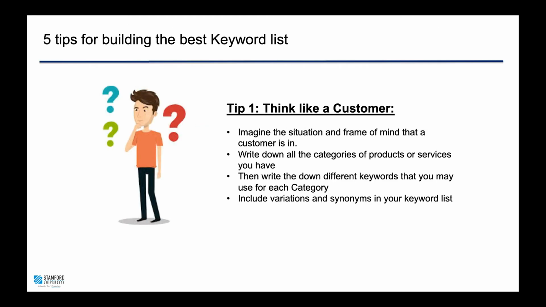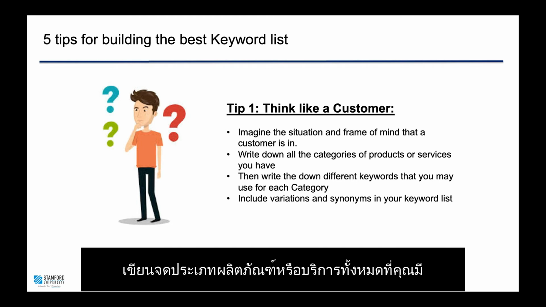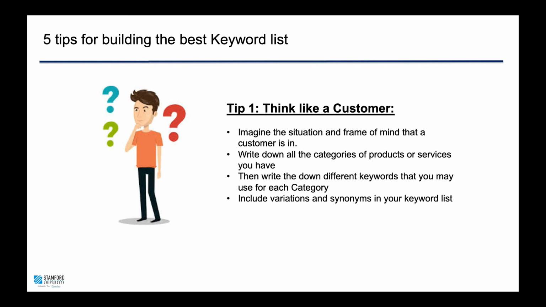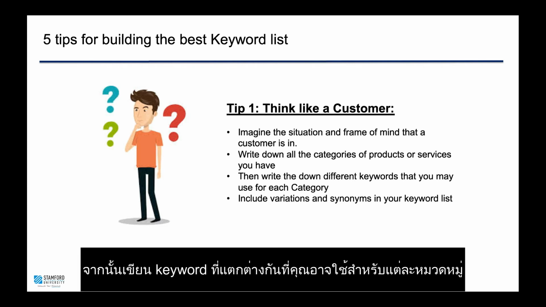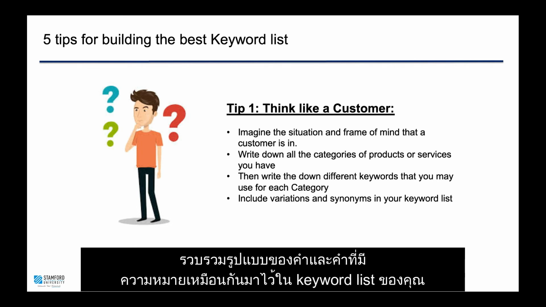All right, let's go through these one by one. So in tip 1, the key is to think like a customer. So what I want you to do is imagine the situation and frame of mind that the customer is in. Sit down and write down all the categories of products or services that you have. Then write down the different keywords that you may use inside of each category. Include variations and synonyms in your keyword list as well.